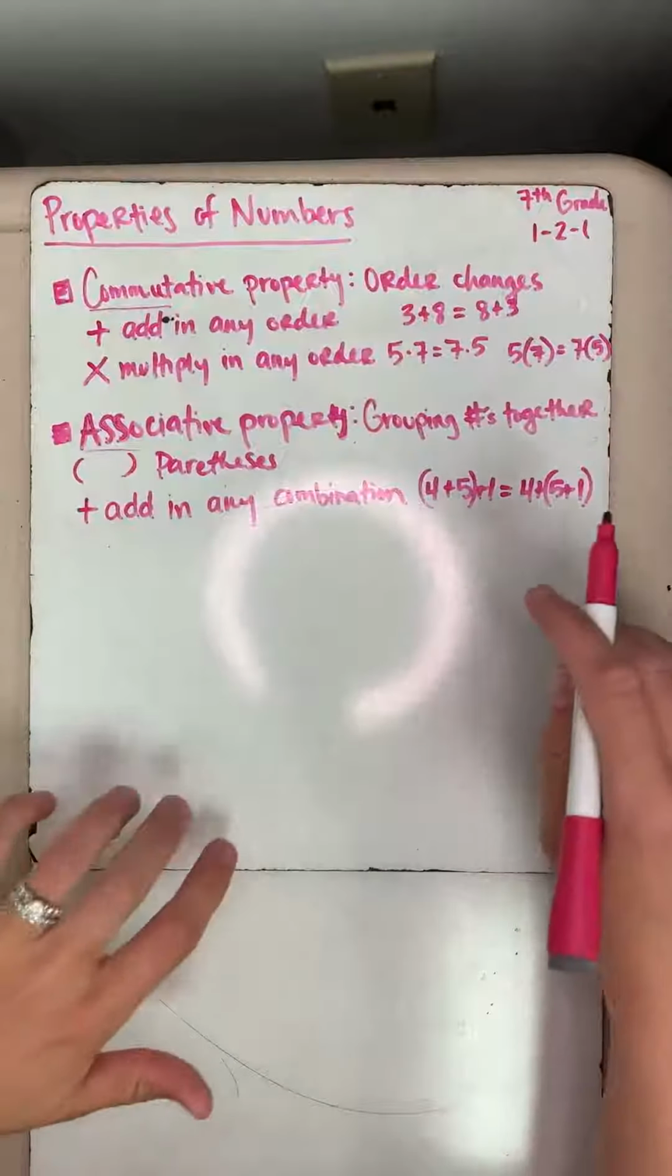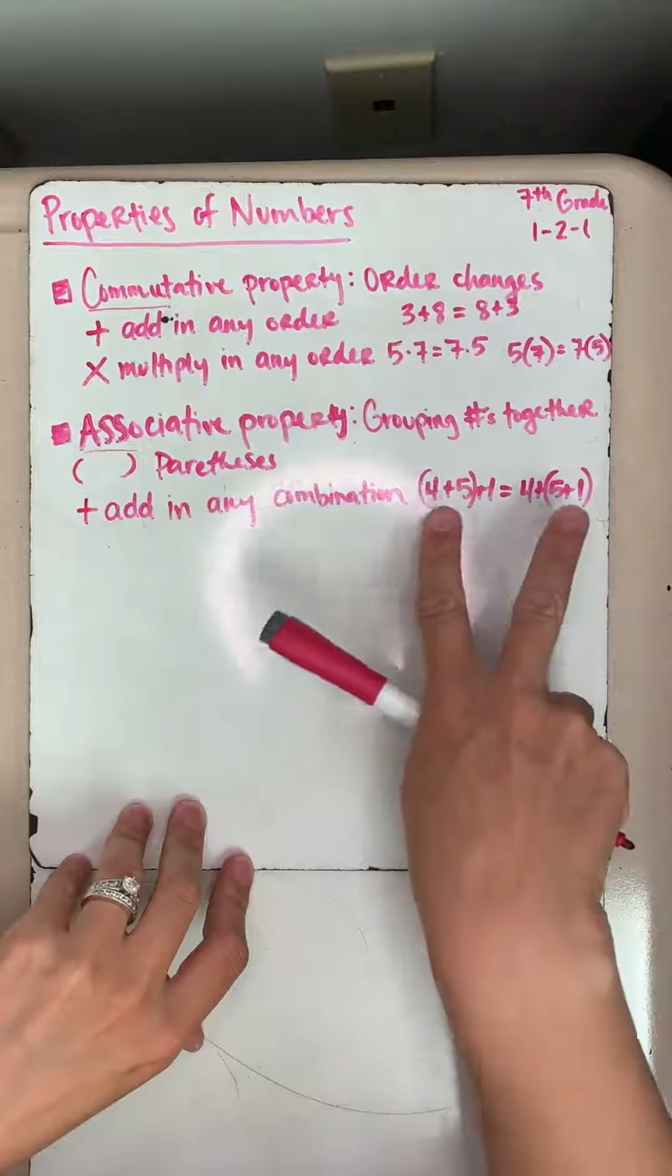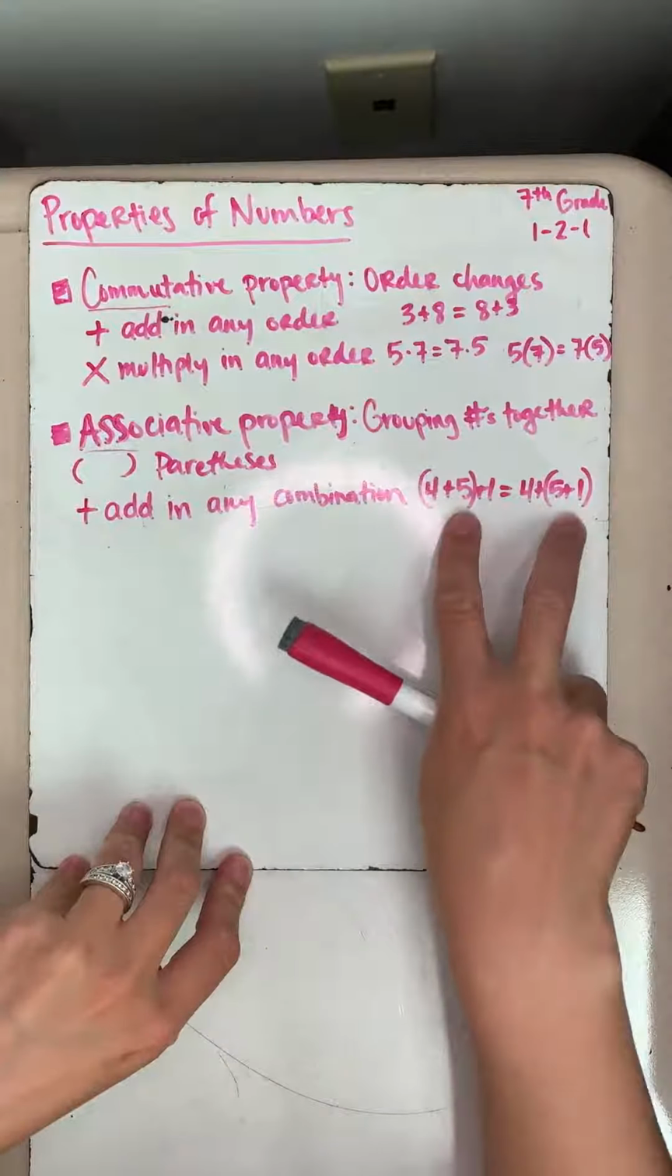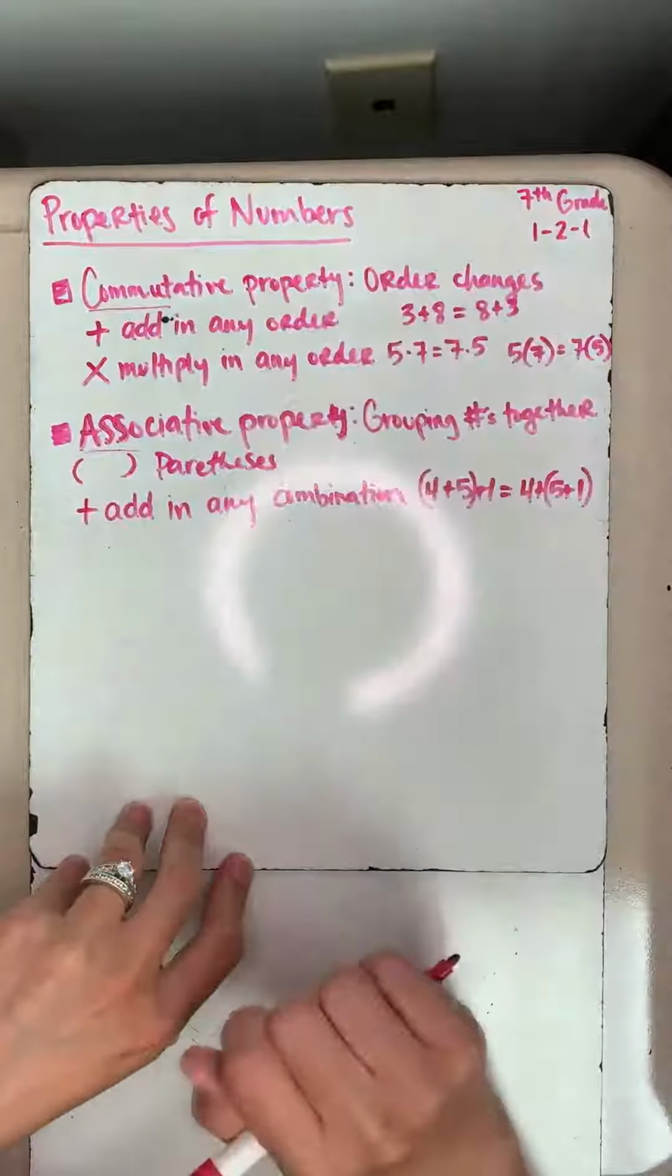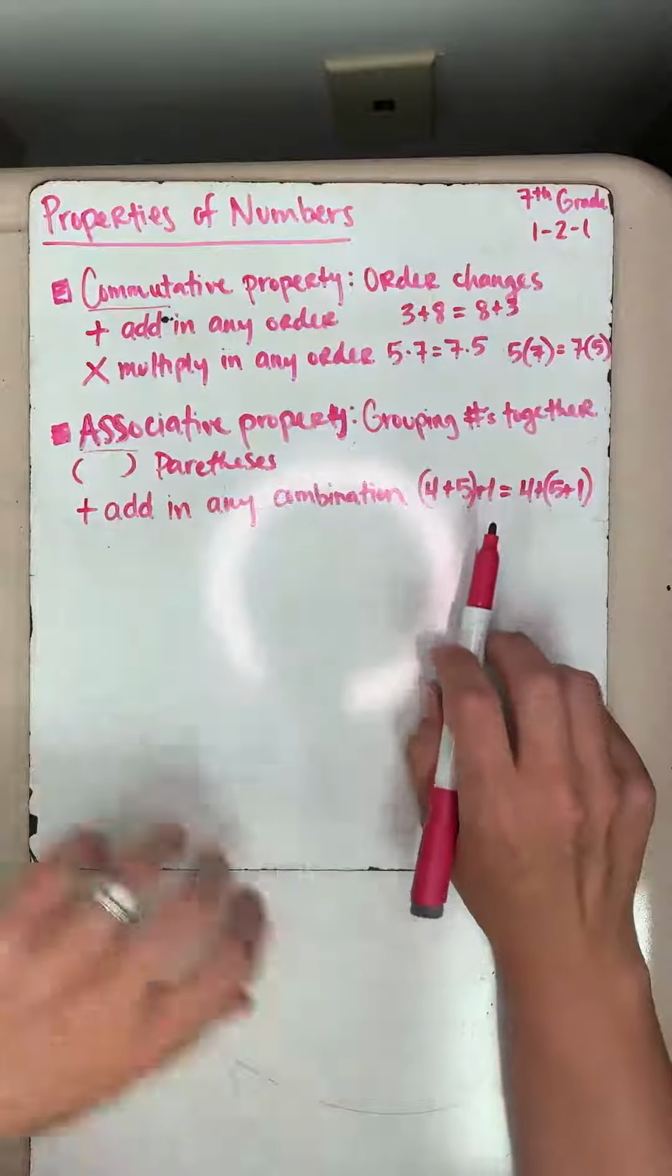Okay, so you'll notice though that the order does not change. The reason why the order doesn't change is because if it changed, it would be the commutative property. So our order doesn't change, but what we're combining is changing.